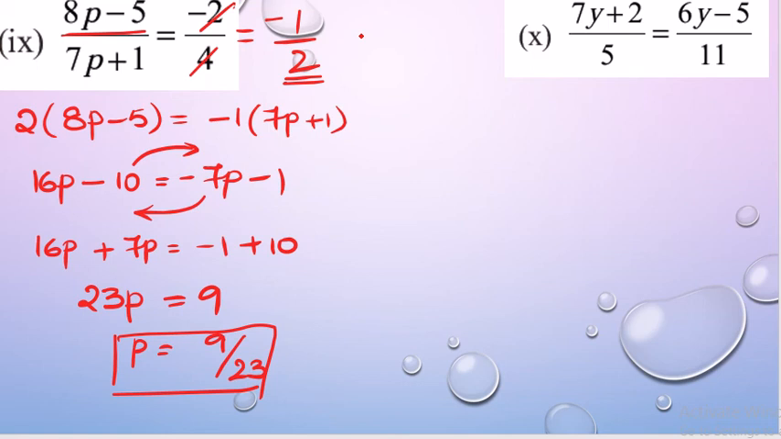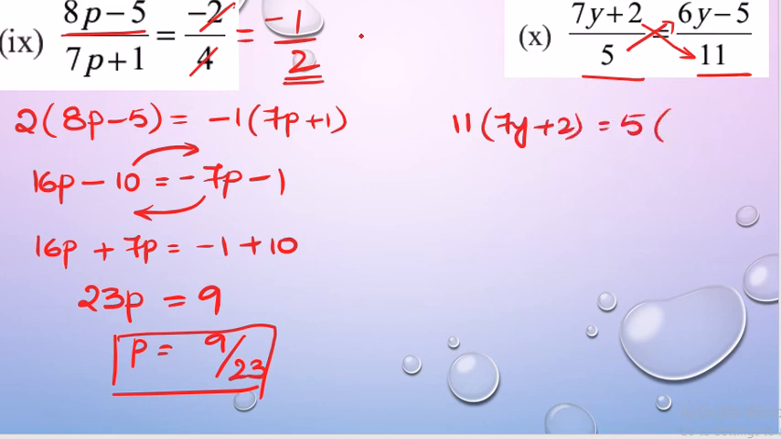Next, this is also the same thing. We have one fraction on the left-hand side and one fraction on the right-hand side. Whenever we have one fraction on each side, we can directly do cross multiplication. So how do we do cross multiplication here? This 11 will be multiplied with this, and this 5 will be multiplied with this. Then what do we get? 11 into (7y plus 2) is equal to 5 into (6y minus 5).